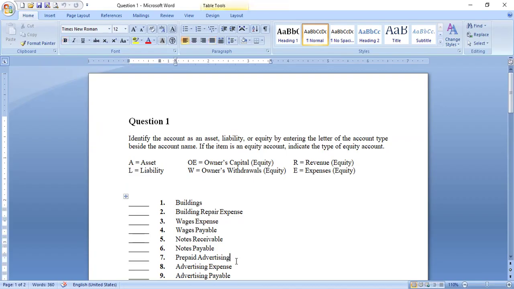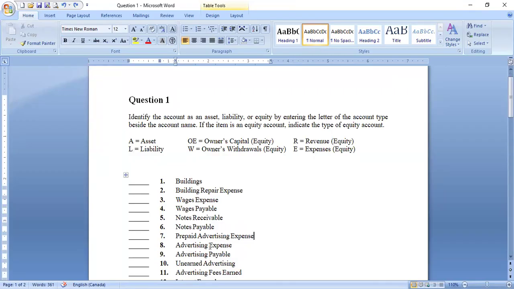Now, watch this. I'm going to add here advertising expense. Now, prepaid advertising expense is an asset account. Even if it says only prepaid expense, still an asset account. So be careful with this one. That one will be the trickier one on your test, because it's going to say only prepaid expense. Next one, advertising expense. So do you see the difference between prepaid advertising expense and advertising expense?